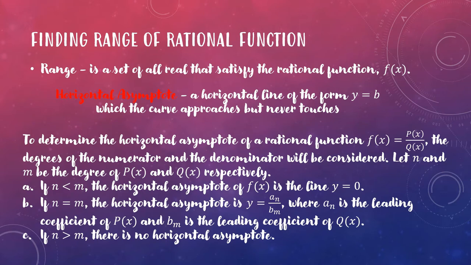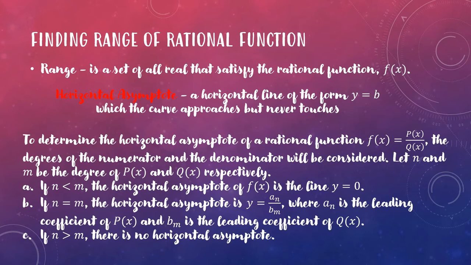For letter B, if n is equal to m, so meaning parehas og degree ang numerator and denominator, the horizontal asymptote is y equals a sub n over b sub m, where a sub n is the leading coefficient of p of x. Okay, when we say leading coefficient, it is the numerical coefficient of the term with the highest exponent, no? Term with the highest exponent.